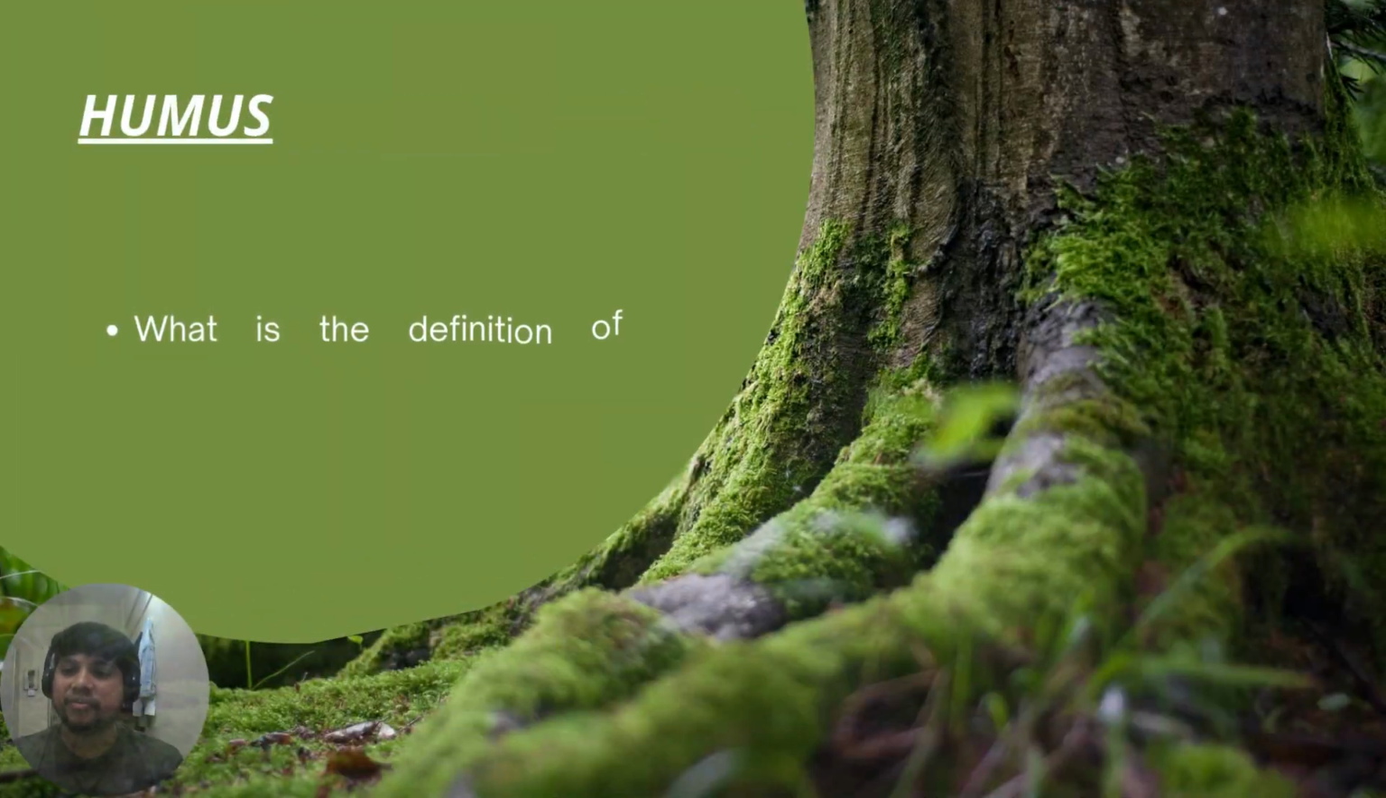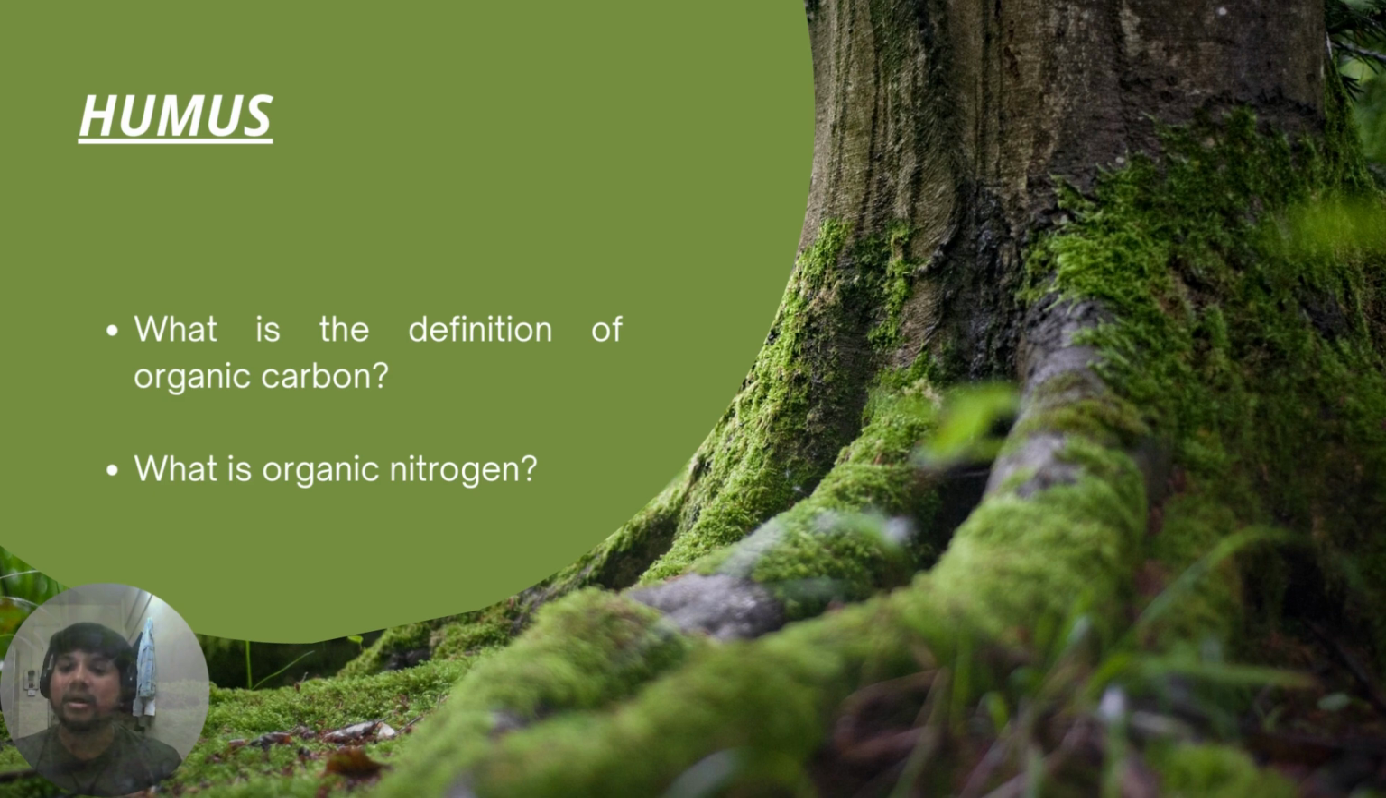What is the definition of organic carbon? Organic means taken by the organ of a plant or organism. Organic carbon means atmospheric carbon which is taken by the organ of the plant, meaning taken by the leaves. Any green leaf takes carbon from the atmosphere by means of the photosynthesis process, and that carbon is called organic carbon. What is organic nitrogen?